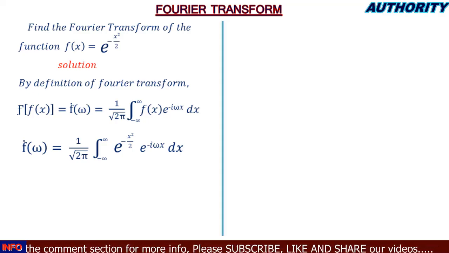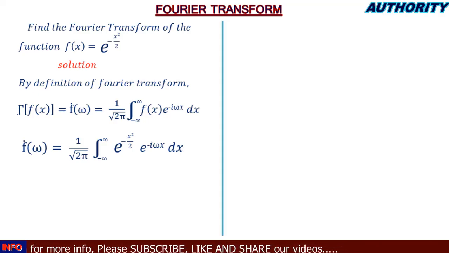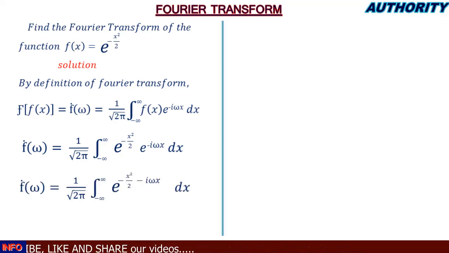So let's apply the law of indices and add the exponents. Adding the exponents, we are going to have 1 all over square root of 2 pi, the integral from negative infinity to positive infinity, e raised to the power of minus x squared all over 2 minus i omega x dx.